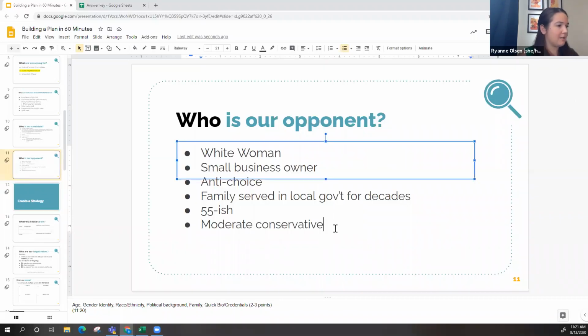And does she have any other political experience? Yes, her family served in local government for decades, but is she in local government at all, or would this be her first time running? Former DA is cool. Ooh, I like Chamber of Commerce. Let's do Chamber of Commerce and a past school board member. Or actually, I see two city councils, so let's do that.